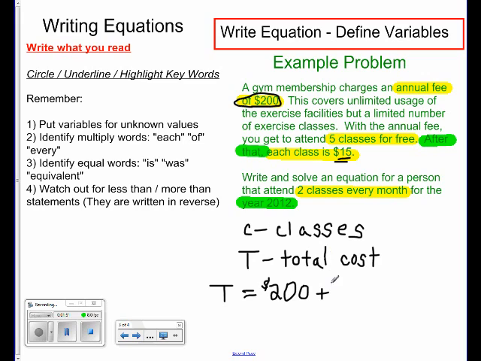So $15 for each is basically multiplication. But you can't just say each class, so you can't just multiply by C, the number of classes, because the first 5 classes are free. So it's the number of classes minus the 5 free classes. Okay, and that'll be the number of classes we have to pay for. And that is our basic equation.